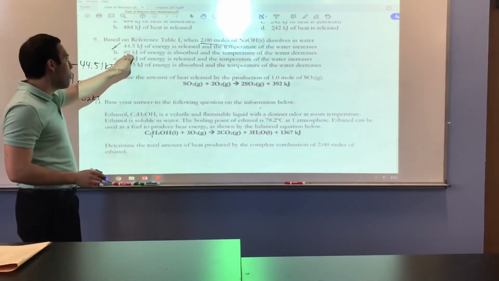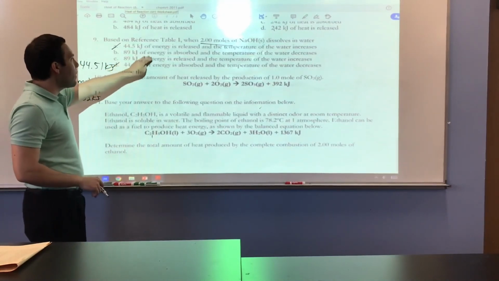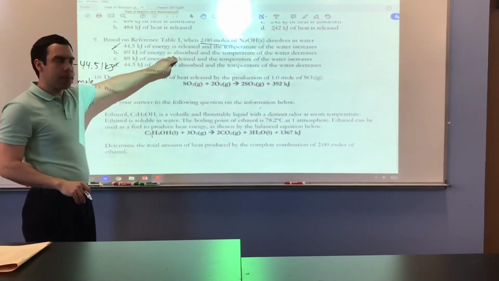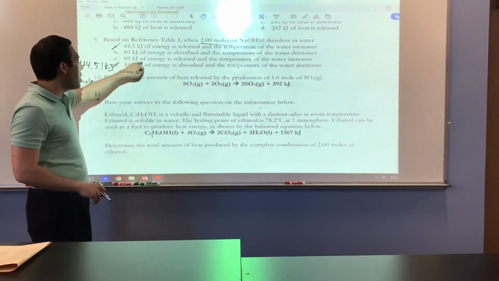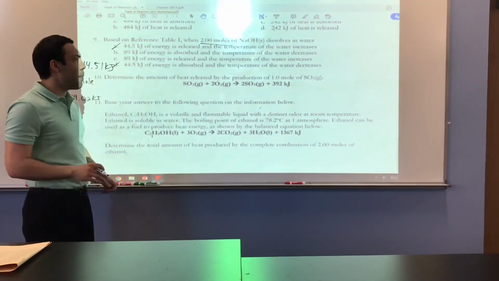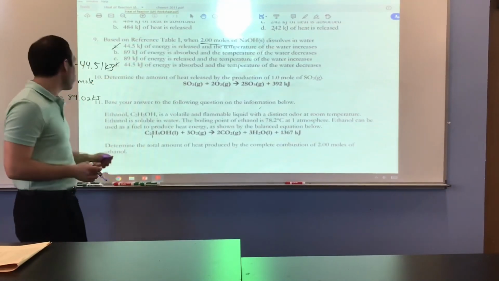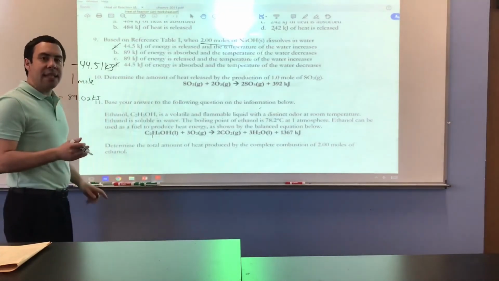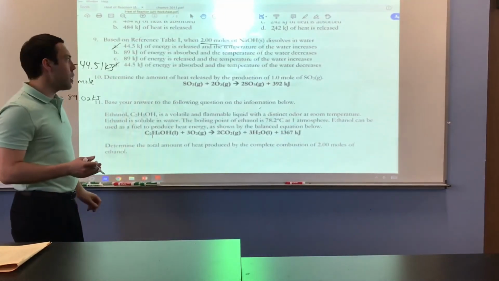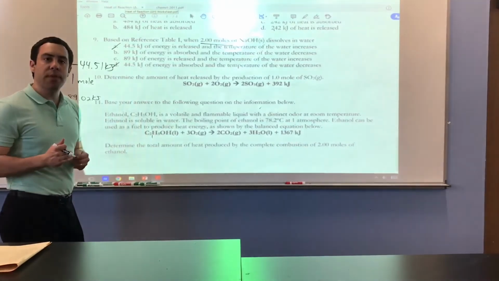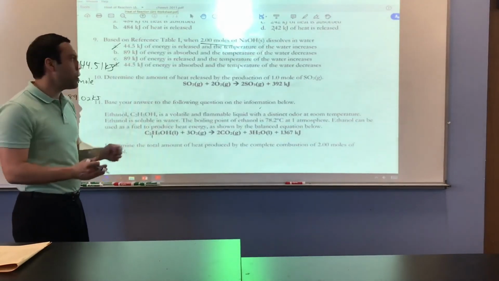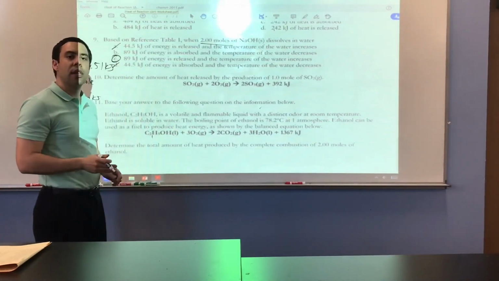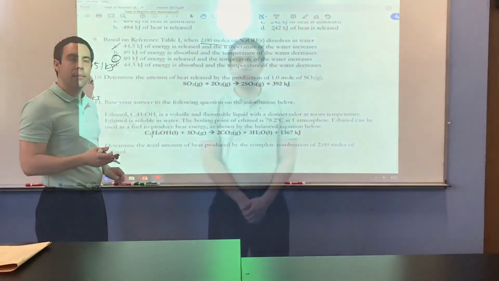Now let's read them both. B says 89 kilojoules of energy is absorbed and the temperature of the water decreases. And C says 89 kilojoules of energy is released and the temperature of the water increases. Remember, this minus sign states that is an exothermic reaction. So energy will be released in the exothermic reaction, and therefore the temperature of the water will increase. The answer is choice C.